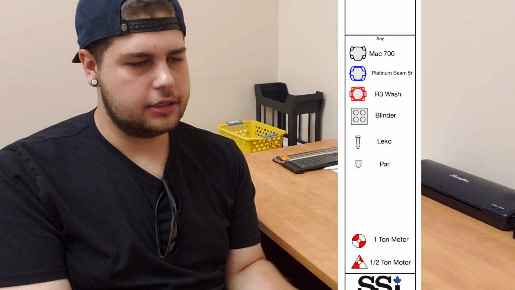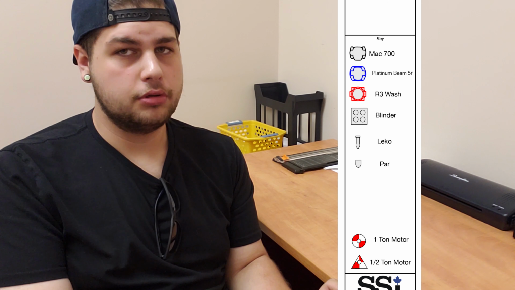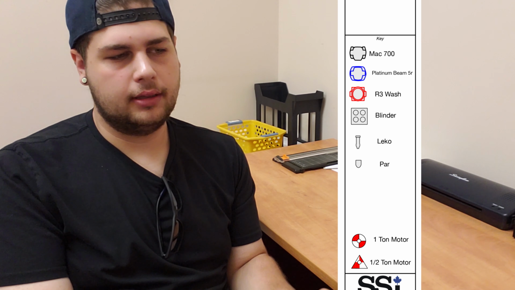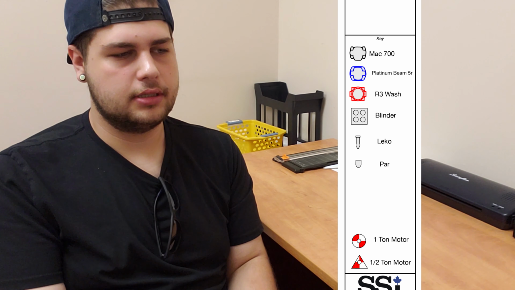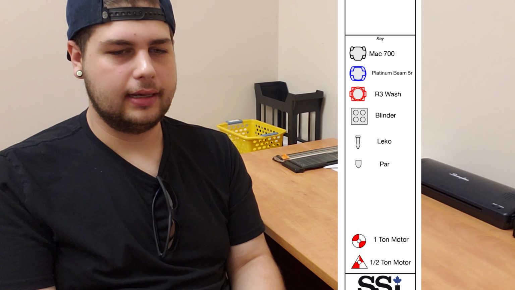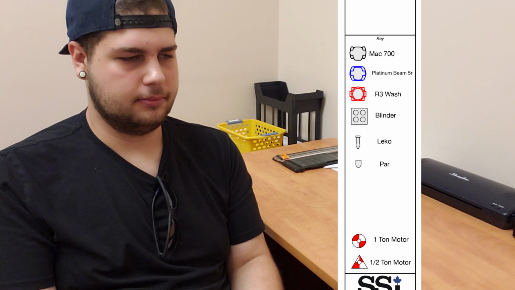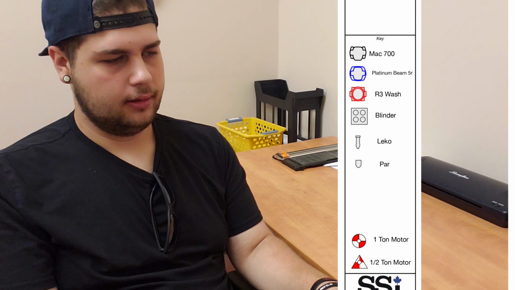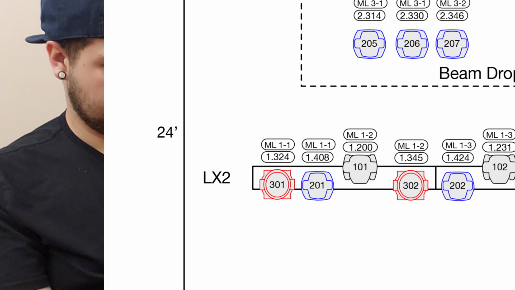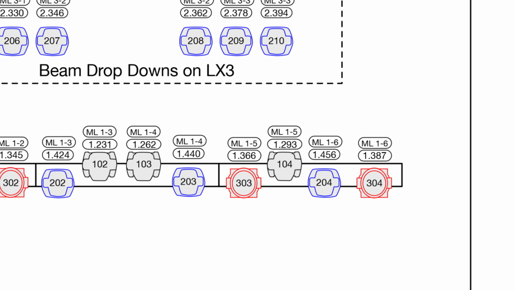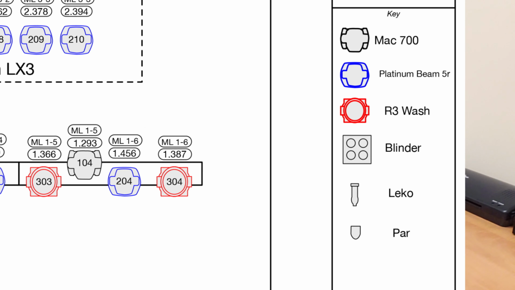I think a legend, a key, is the most important thing in a lighting plot because you can have a great plot, you can have the addresses, you can have the universes, you can have where they go, but if you don't know what light it is, it's pointless. This legend makes it really easy for when I look at the plot, I can go, cool, LX2 is R3 beam 700, R3 beam 700, 700 beam, and so forth.